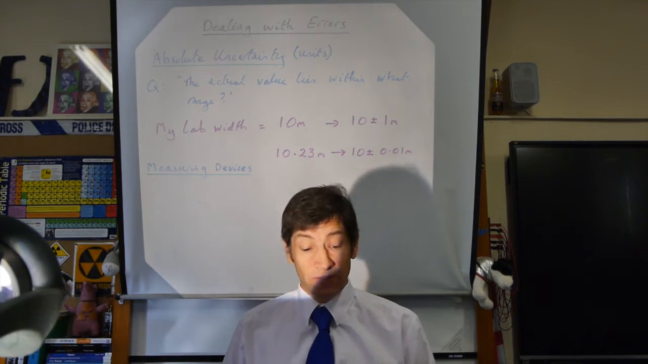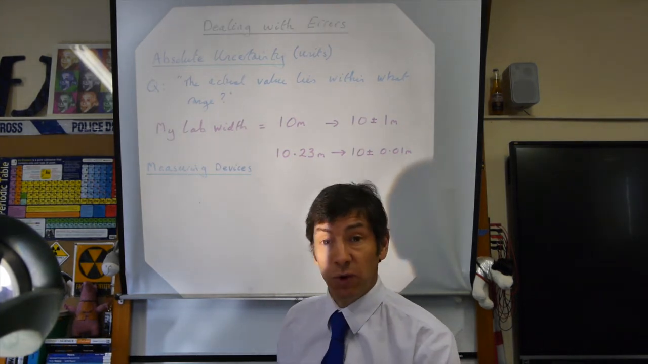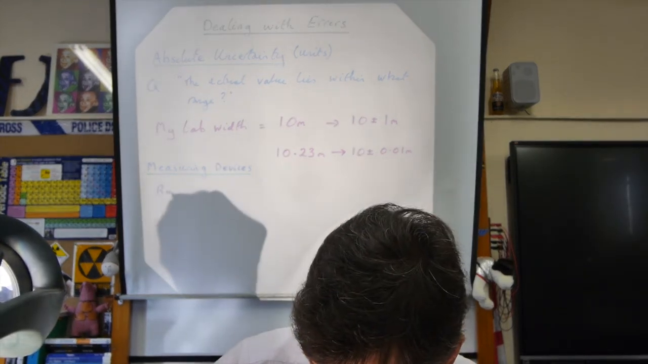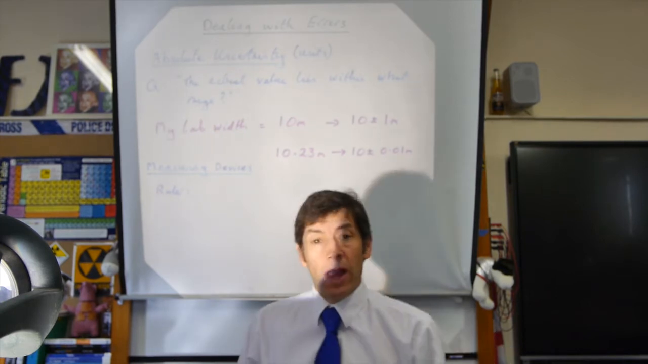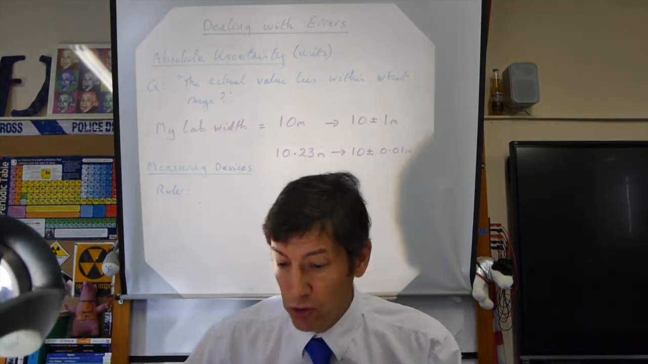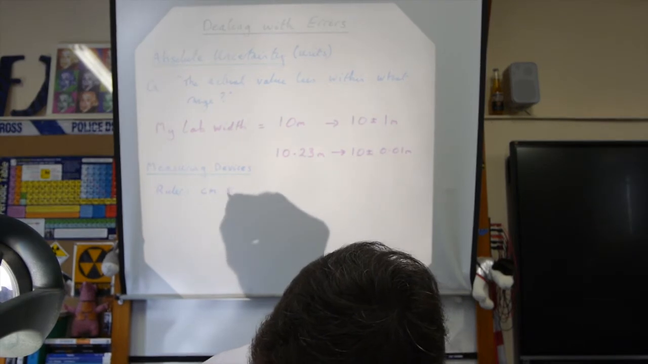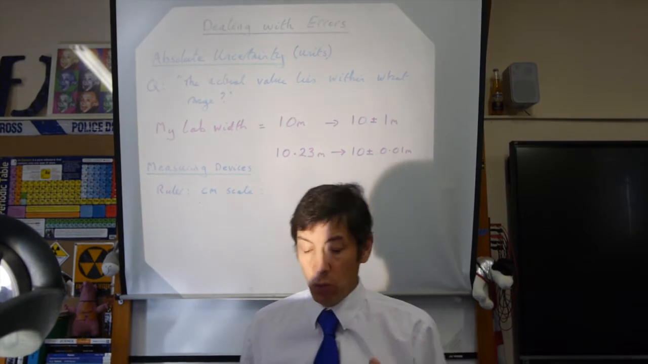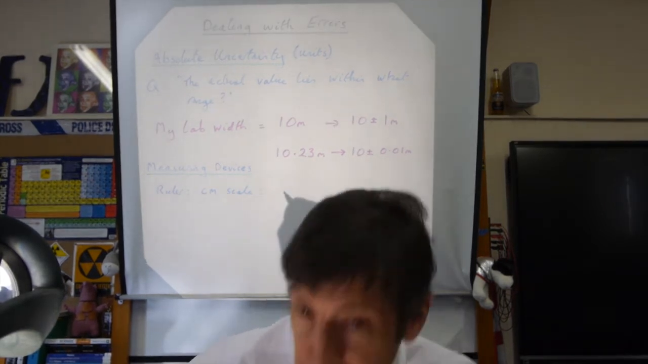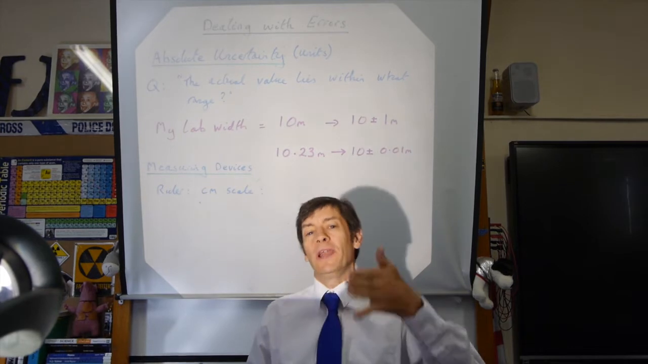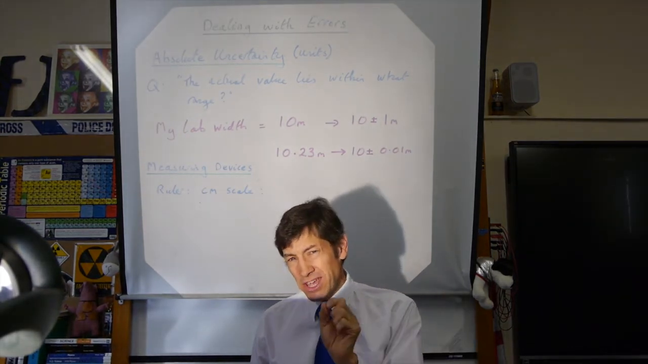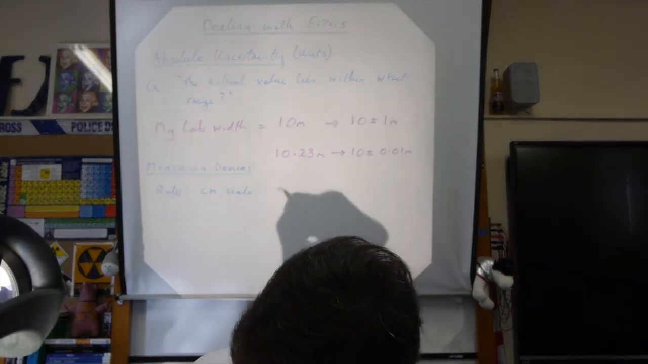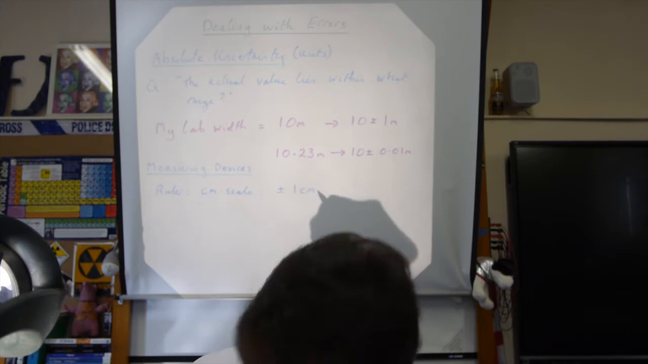So let's have a look at measuring devices, the sort of things we can make measurements with. And we'll look typically at a ruler, or is it a rule, to begin with? I'm going to call it a ruler. I hinted earlier that if we've got a ruler with a centimetre scale, we can see whether it's 10 or 11 or 12 centimetres, but we can't really say what it is in between. So a centimetre scale is going to be plus or minus 1 centimetre.